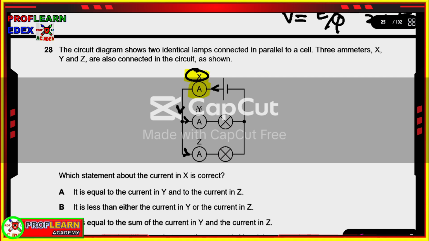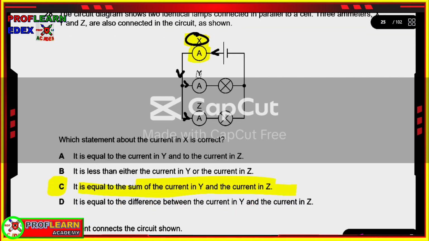This is more current here, and it is going to be shared here. So it's equal to the sum of those. Yeah, that is correct. This is the correct answer, C. If you add these two, the current will be equal to that.